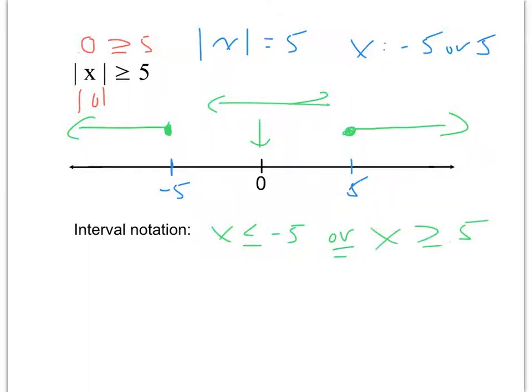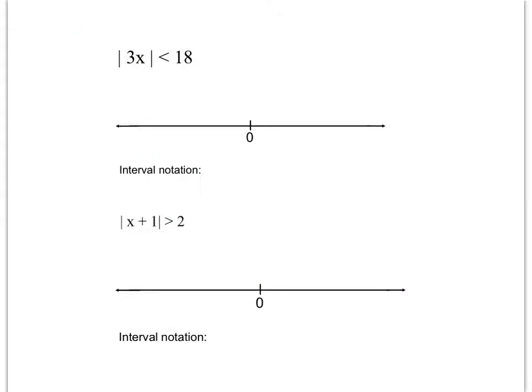In interval notation, that's going to be from negative infinity to negative 5, bracket, parenthesis, union, bracket, 5, comma, infinity, close that off with a parenthesis. Alright, you guys try this one real quick, or these two. You guys try these two, and I'll be right back, and we'll go over them.